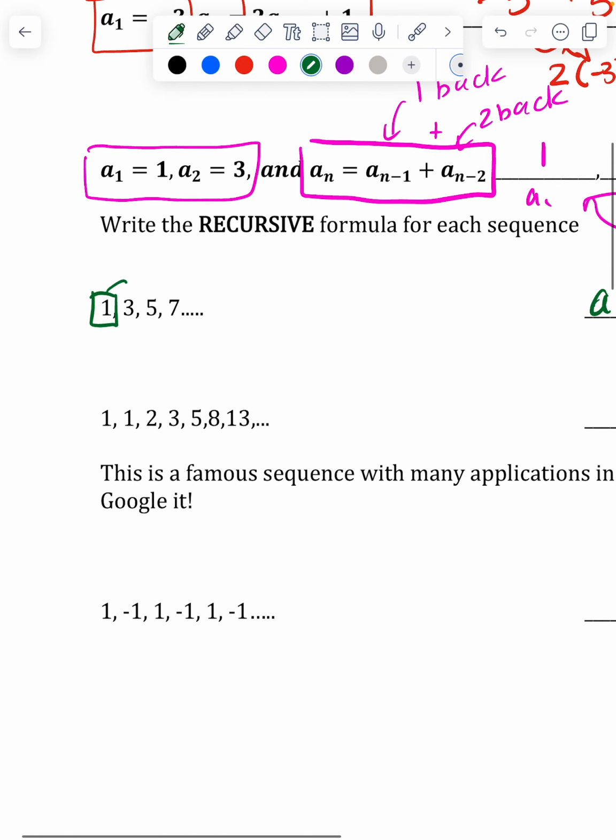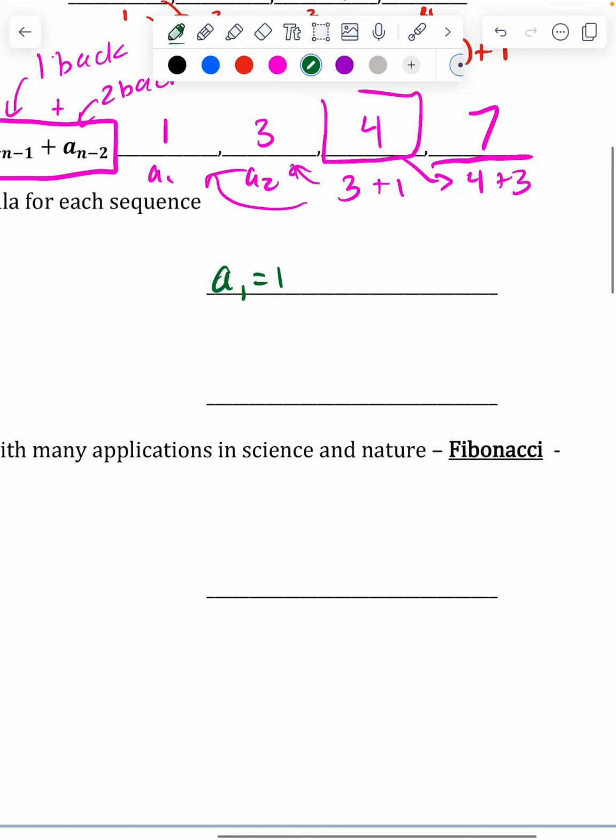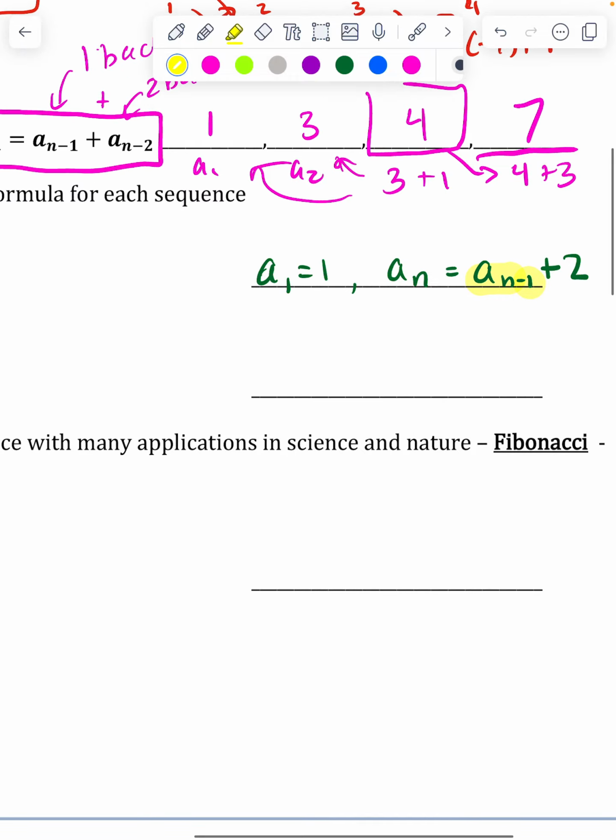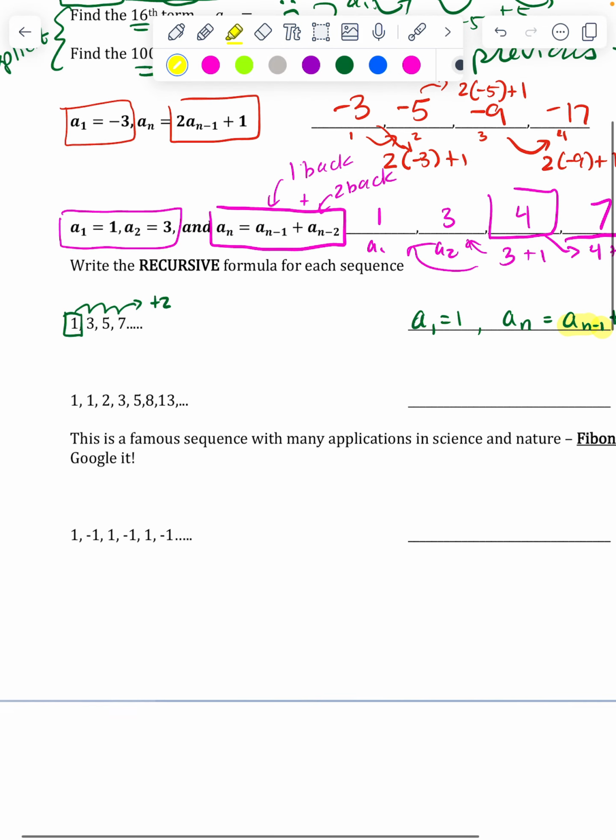Okay. And then what's happening as you go from term to term? You're adding 2 to the previous term. So I would write start at 1, and then any term is going to be the previous term, add 2. So you're always going to have this notation in a recursive formula because you're always building on at least the term that's 1 back, maybe terms that are 2 back like we saw.